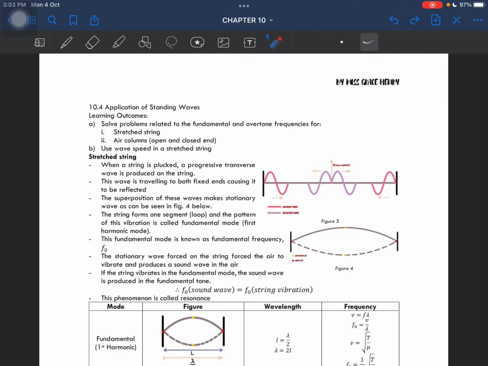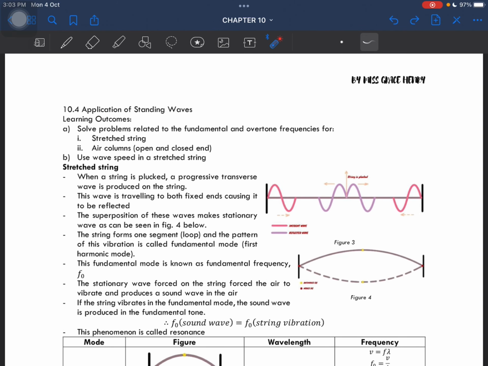Okay, subtopic 10.4, which is on application of standing waves. In this subtopic, you should be able to solve problems related to the fundamental and overtone frequencies for stretched string and air columns, both open and closed end, and lastly use the wave speed in a stretched string.